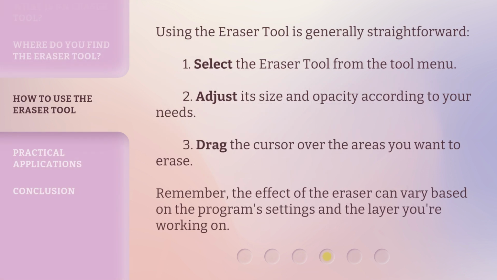Using the eraser tool is generally straightforward. 1. Select the eraser tool from the tool menu. 2. Adjust its size and opacity according to your needs. 3. Drag the cursor over the areas you want to erase. Remember, the effect of the eraser can vary based on the program's settings and the layer you're working on.